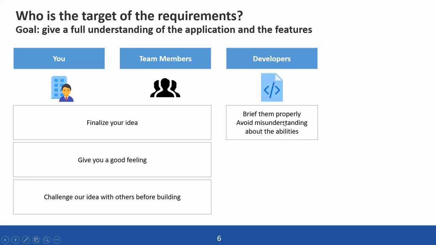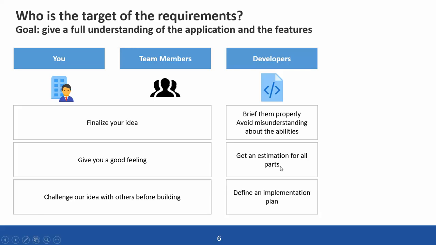With this you can brief them properly, avoiding misunderstanding about the abilities. That's the most important thing. You can really picture your idea, give it to somebody, and with this document discuss what is to be built. Based on this you can get a first estimation, and the better the requirements document is, the better the estimation will be, and you will know the real costs you have to face to build your application.